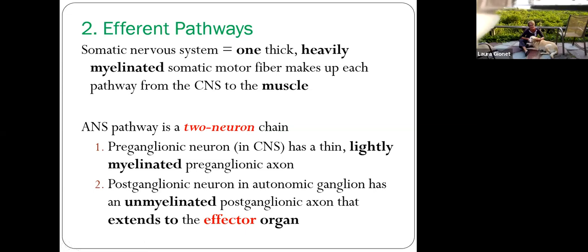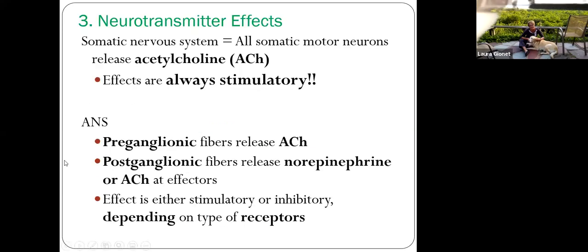I'm not so concerned that you understand the degree of myelination. It's just a way that they compare and contrast some of the differences between the somatic and the autonomic nervous system. Most importantly, single neuron in the somatic division, two neuron chain in the autonomic nervous system. But then we get to the neurotransmitters and their effects. And so this is where you start to have more differentiation, not only the neurotransmitters, but the receptors.